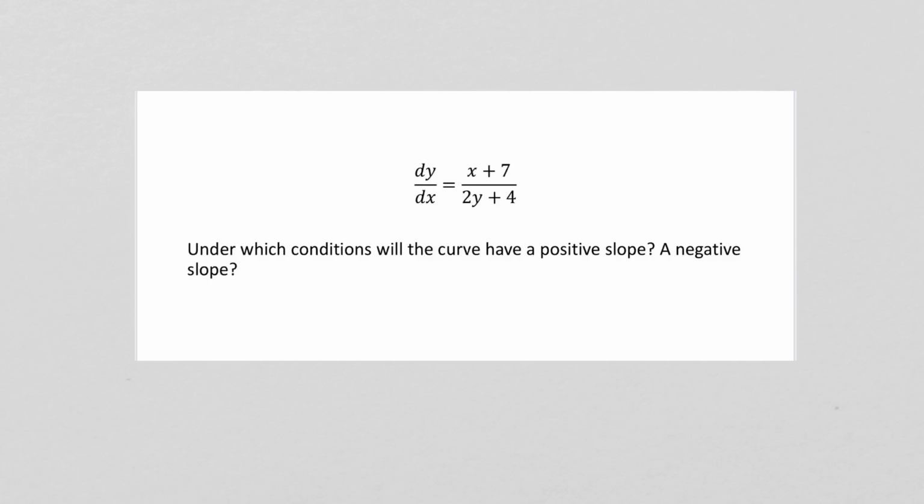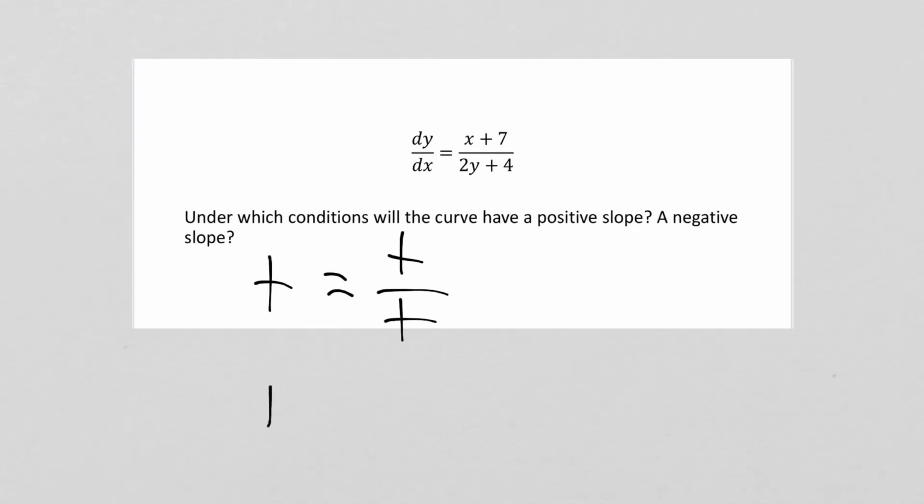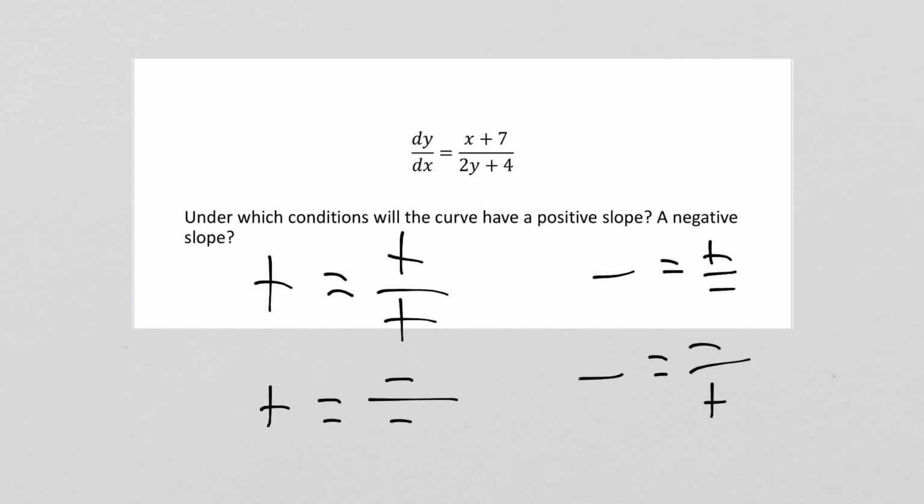So let's think more about this. What is this telling us? Under which conditions will this curve that is modeled by this dy dx have a positive slope? What about a negative slope? Okay, so let's think of the possibilities for getting a positive when we're dividing numbers. A positive equals a positive divided by a positive. A positive also equals a negative divided by a negative, right? And then a negative equals a positive divided by a negative, or a negative divided by a positive.